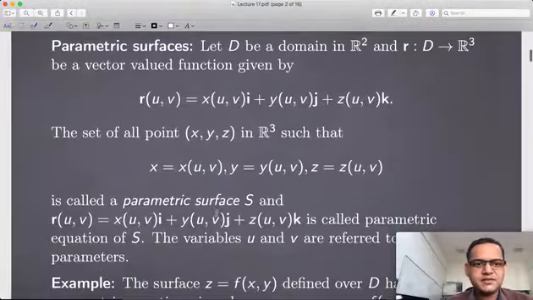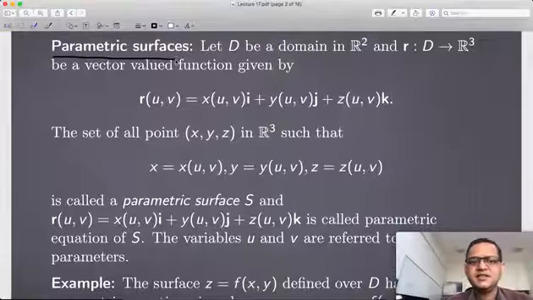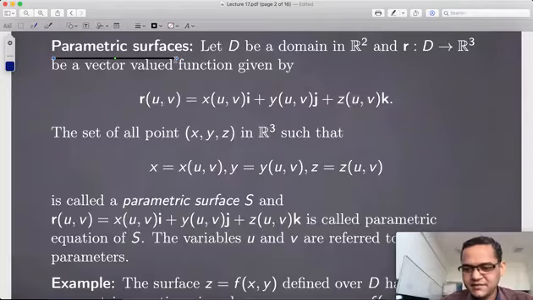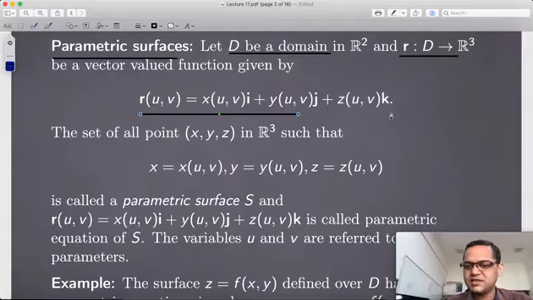So as in the case of curves, we first define what is a parametric surface. Okay, so you consider a domain in R2 and consider a vector valued function. So this function is defined from D to R3. So this is taking value in R3. Okay, and the component functions are written as X, Y and Z, and these are functions from the domain D to real line, isn't it?